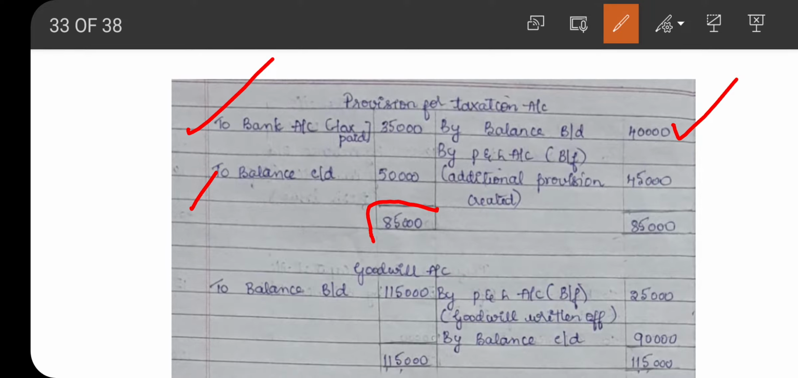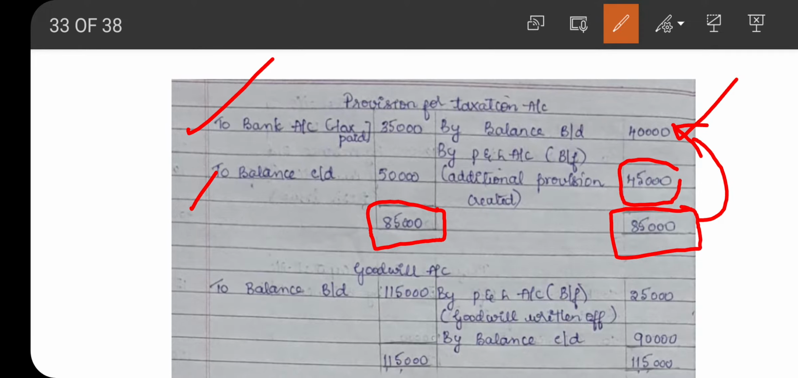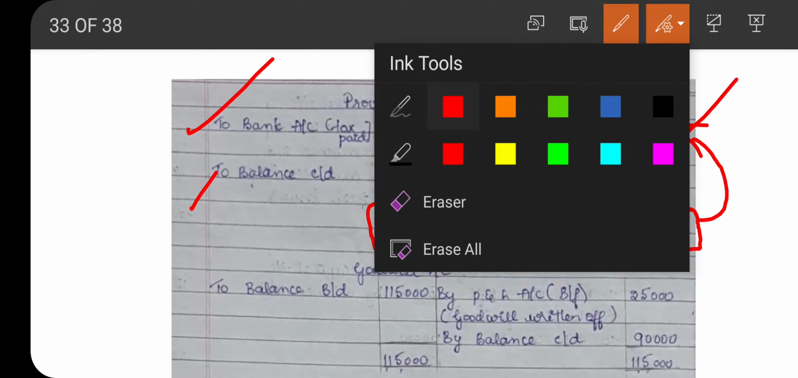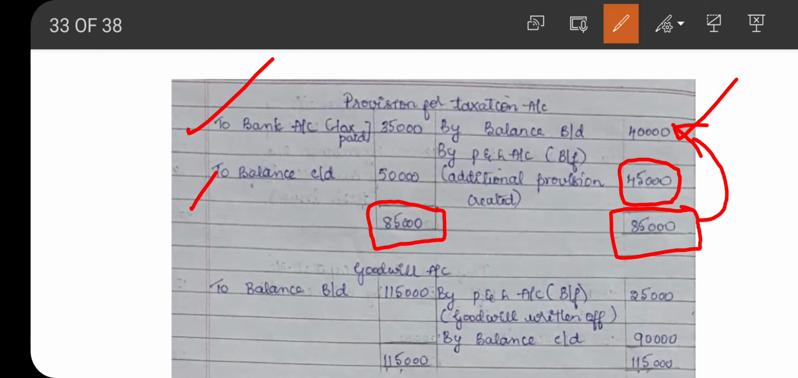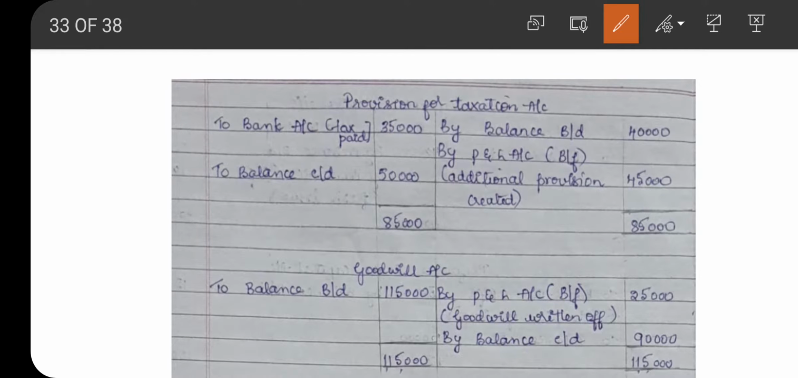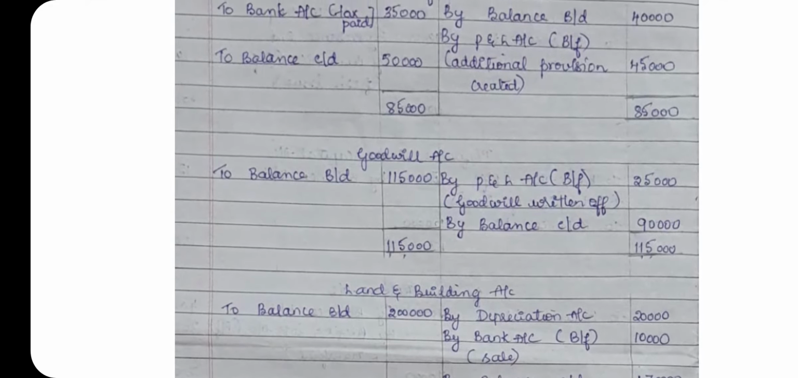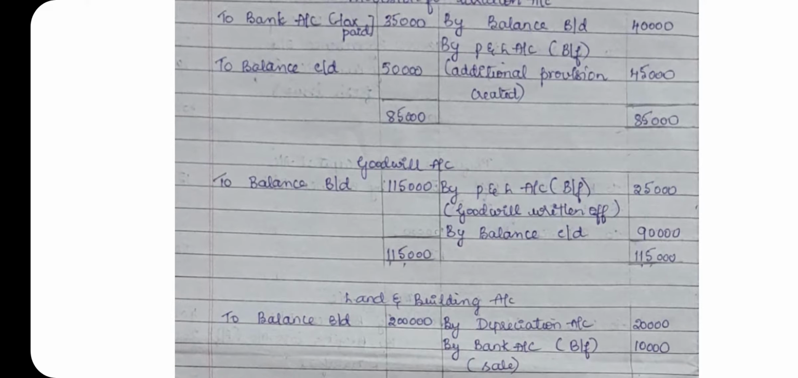So the total in the debit side will be 85,000. So 85,000 minus 40,000, we are having the balance of 45,000. Now this 45,000 is additional provision created. So we are going to write as by profit and loss account balancing figure. Next all the liabilities are over. Next we are considering the assets.